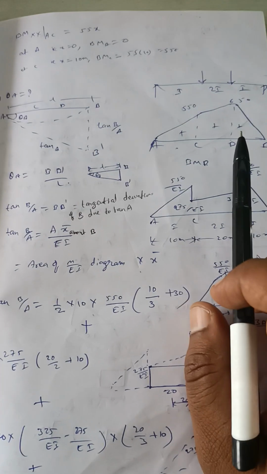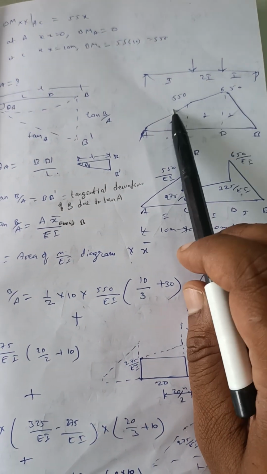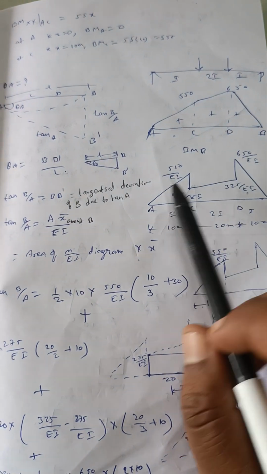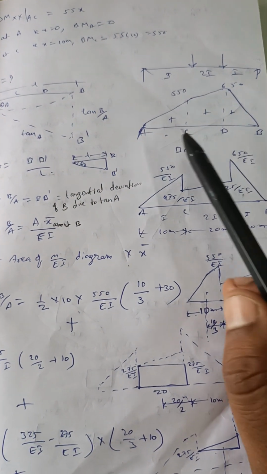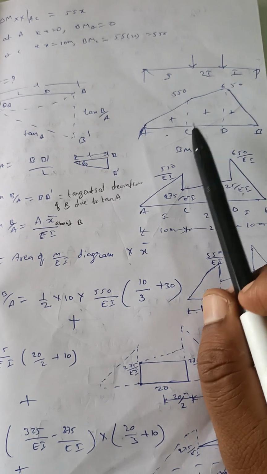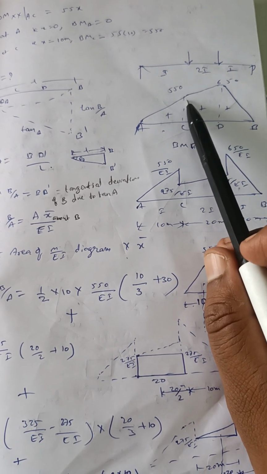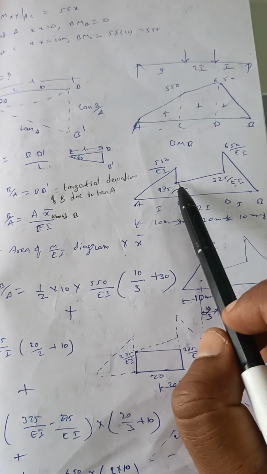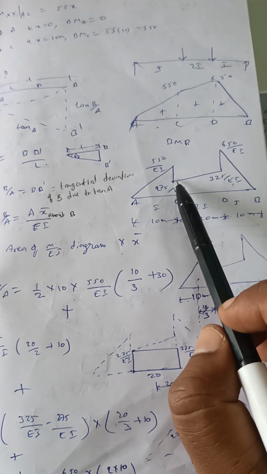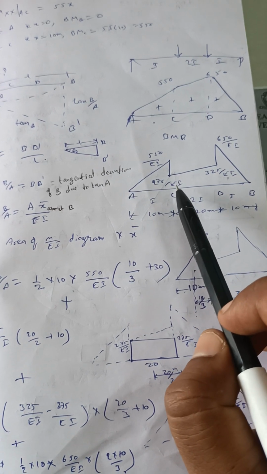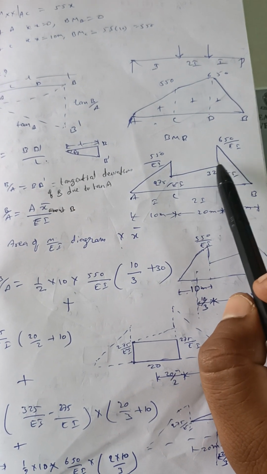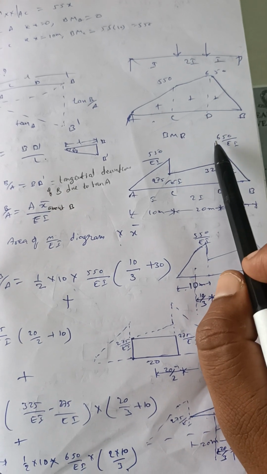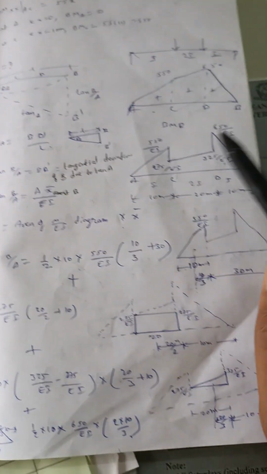Now, this is the bending moment diagram: 650, 550. At C, 550, at D, 650. Now, let us draw the M by EI diagram. So here it is I, 2I. As it is 2I, the value comes down. So here, what is the value? 550 by E into 2I, that will become 275 by EI. Here 650 by E into 2I, it will become 325 by EI. So 650 by EI, this is the M by EI diagram.